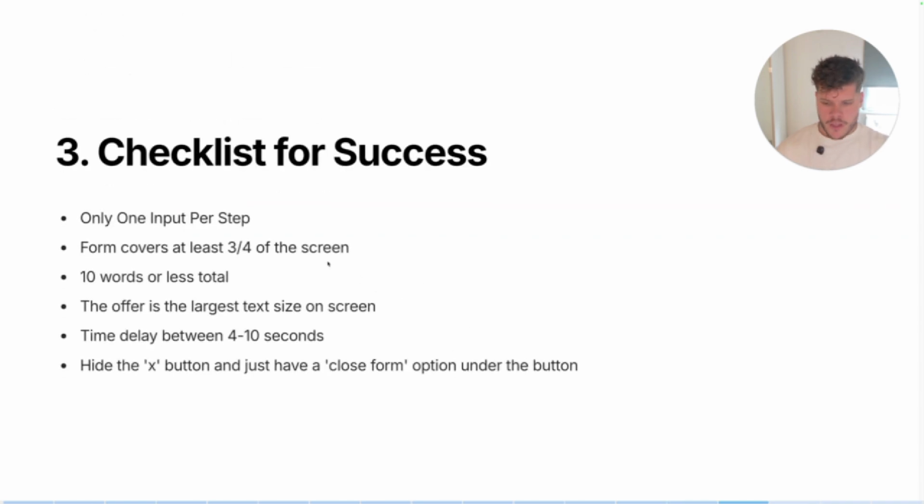So, checklist for success. You can see the issues that I went through for those bad pop-up forms earlier, so just addressing all of those problems. It's one input per step. You do not need first name, last name, date of birth, and email address all in one step. It's just one. And to start, you want that to be email. You could do the SMS after if you wanted to, but mainly just focus on that one input.